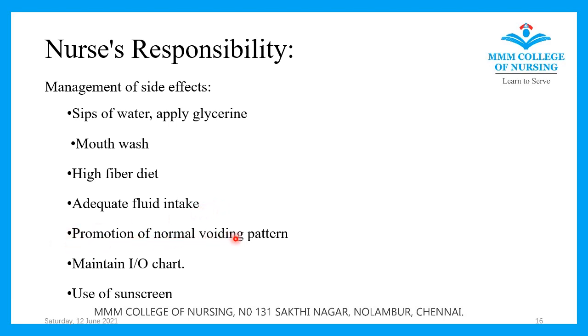Promotion of normal voiding pattern. When you help the patient to have a normal voiding pattern, because one of the side effects is retention of urine, that will be avoided. Maintain an intake output chart. Use of sunscreen, because one of the side effects is photosensitivity. Encourage the patient not to go out in the sun, unless it is mandatory. If he goes out in the sun, he has to wear sunscreen.